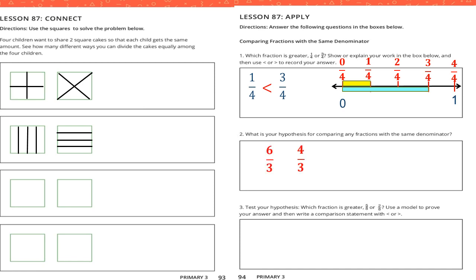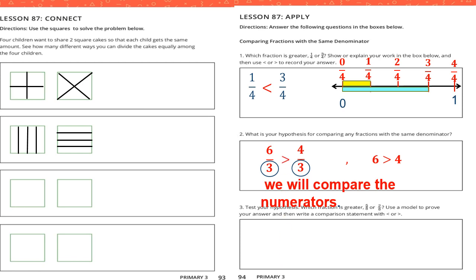Number 2, what's your hypothesis for comparing any fractions? Here I give you an example, 6 over 3 and 4 over 3. The first step, is it crazy or normal? Yes, it's normal. Why? Because we have same denominators. So you must look up. Which is bigger in normal, 6 or 4? Yes, 6 is bigger than 4. So 6 over 3 is greater than 4 over 3.